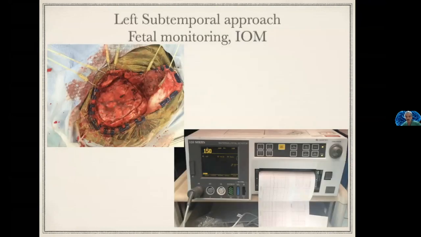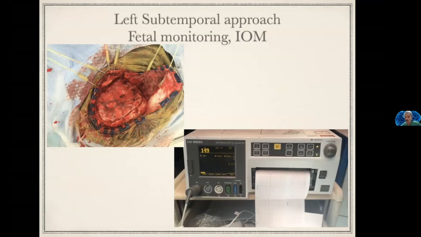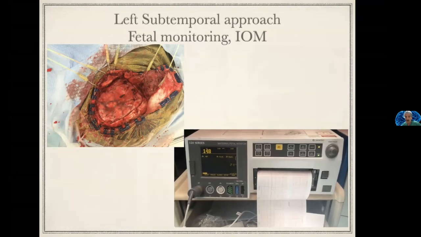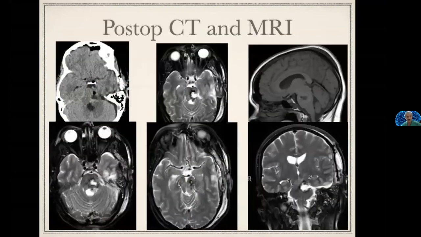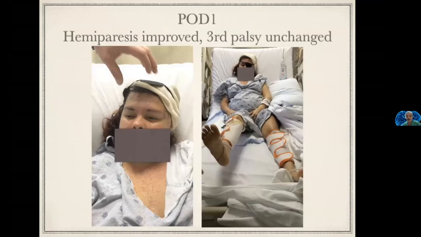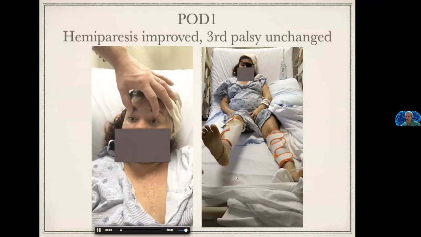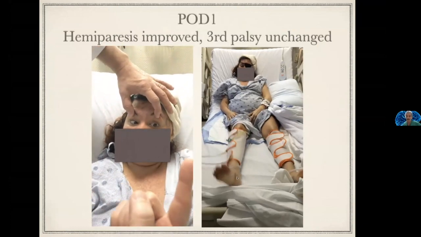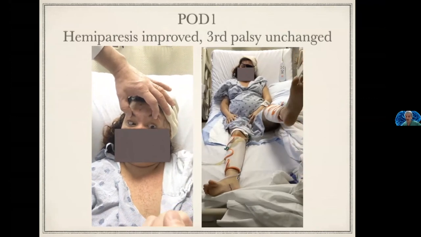I'm not going to show you the video. Here we are monitoring the fetus when I operated on her. The baby did very well, and I removed it. Simple subtemporal approach, no skull base modification, nothing. And she did so well. Her hemiparesis was already improving post-op day 1. Her third nerve palsy did not change, at least immediately post-op.